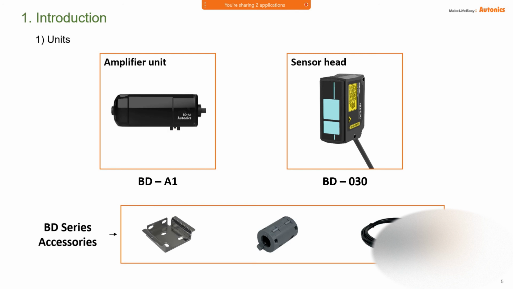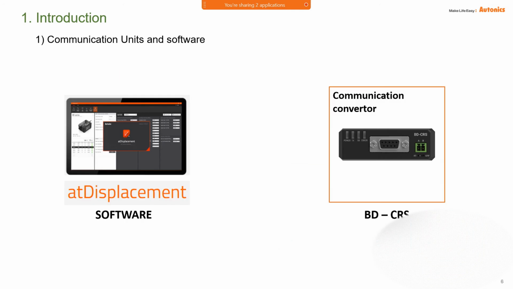Our units have an amplifier unit, a sensor head, and accessories: the bracket, the ferrite core, and also the cable. With the BD series, you can also communicate with the PC by using the add displacement software. For the software, you need to have a BD-CRS, which is a communication converter to communicate with the PC.